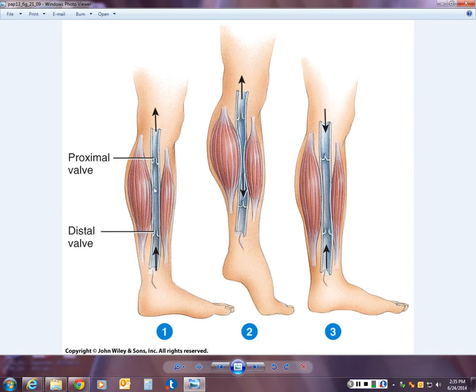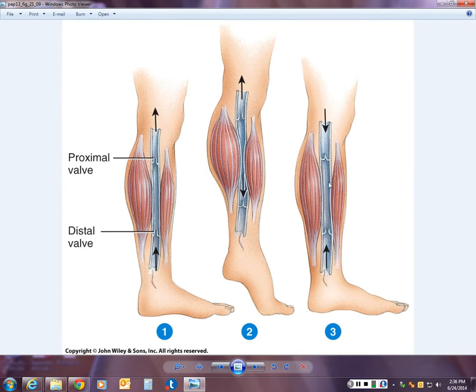This puts pressure on the veins. Blood will then try to move in both directions, away from the heart and also toward the heart. As that blood moves away from the heart, it should encounter a valve that closes, preventing the blood from moving in the wrong direction. But as it moves toward the heart, that proximal valve in this situation would open, allowing blood to continue to flow up toward the heart.